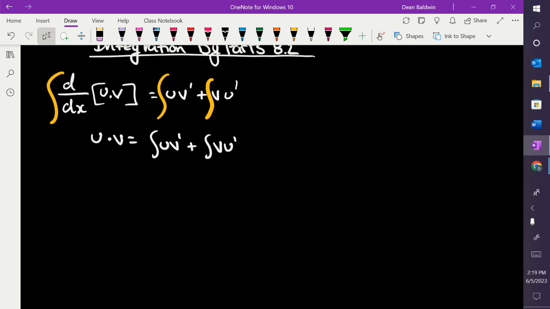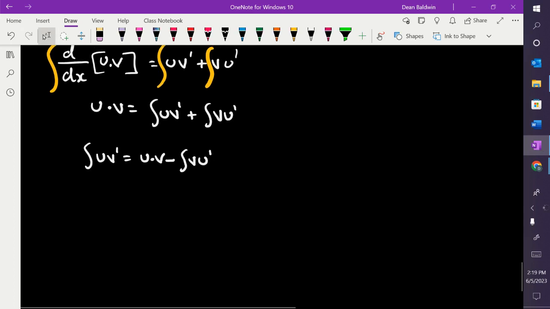Okay, I'm going to rearrange this. I'm going to isolate this one, and I'm going to move this over to the left side. So the formula becomes the integral of u v prime is equal to u times v minus the integral of v times u prime. I just rearranged this. I essentially moved this over to here. Okay?